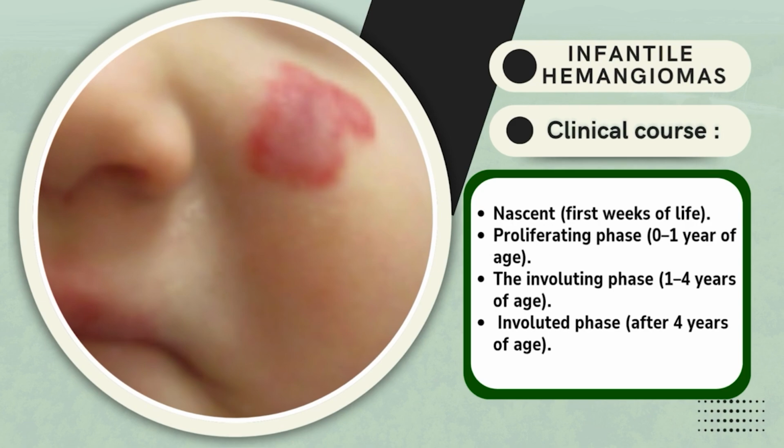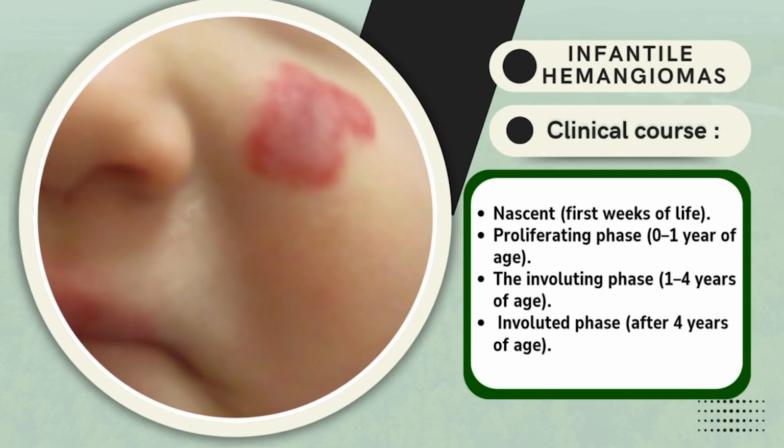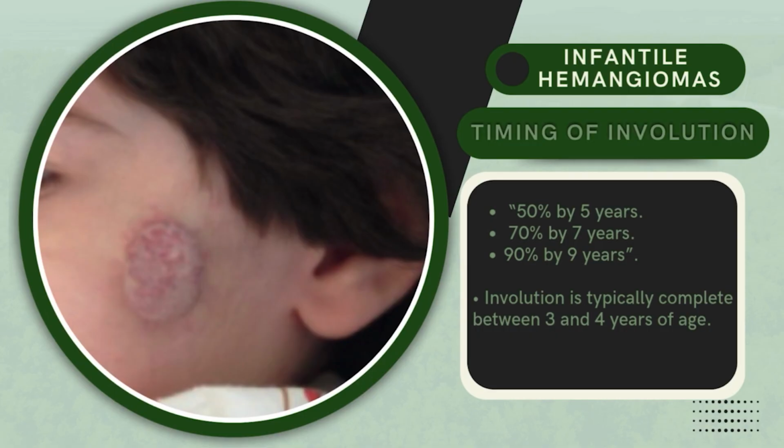Late proliferative, 5 to 9 months: growth slows and the color shifts from bright red to purple. Plateau, 6 to 15 months: the lesion becomes dull purple and grows with the child. Involution, 9 to 36 months: the tumor shrinks, flattens, and the color fades, starting with central graying. Involution is usually complete between 3 and 4 years of age.